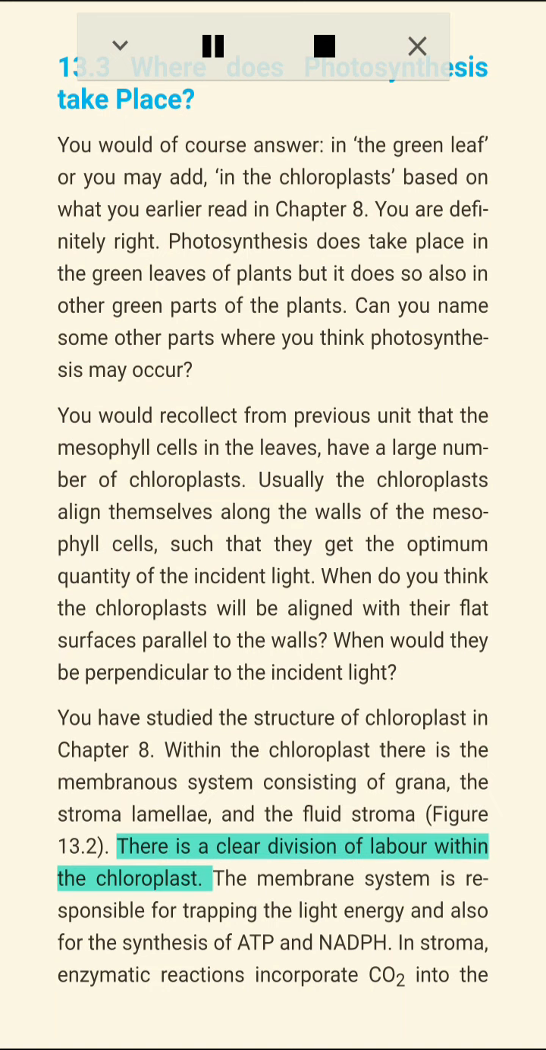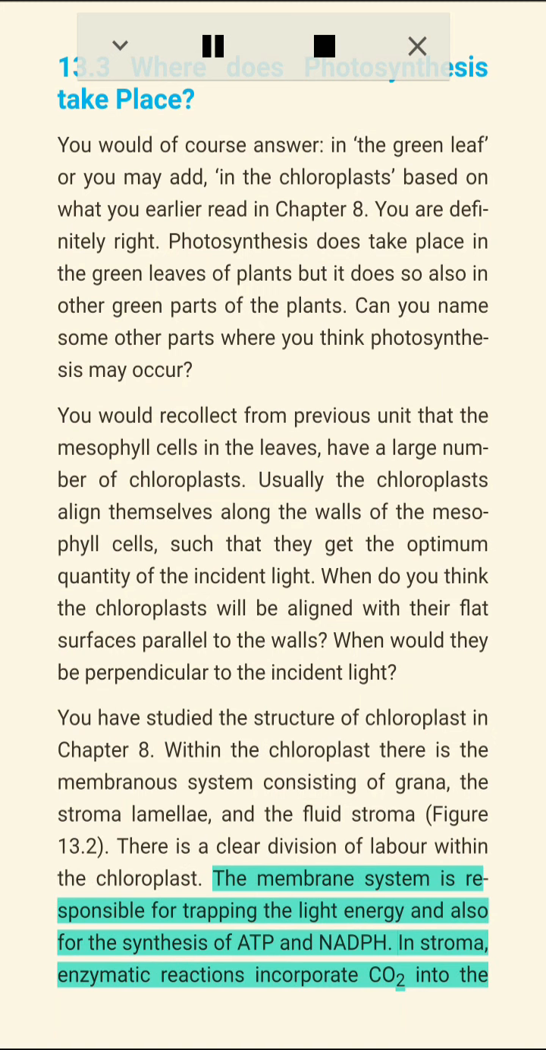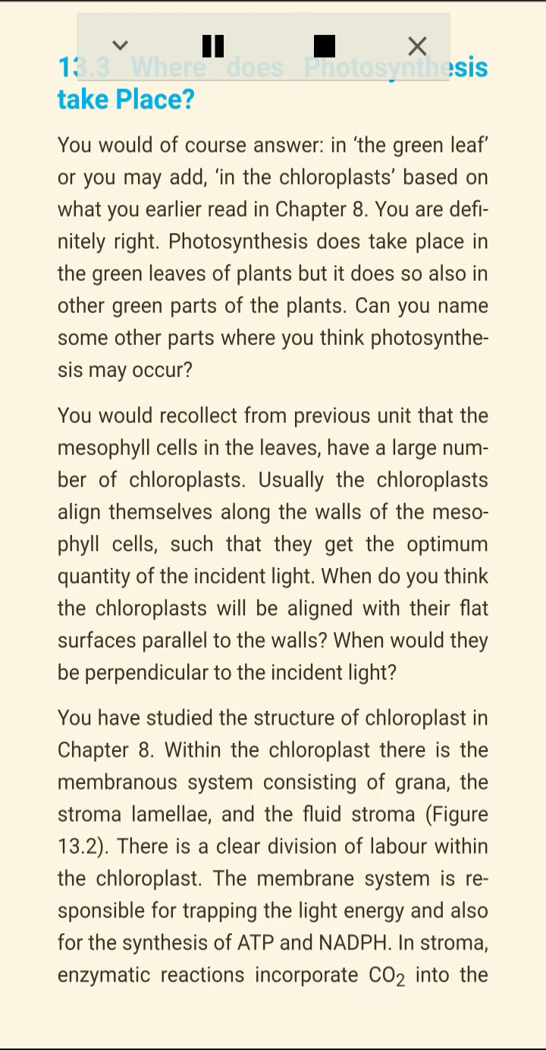Within the chloroplast there is the membranous system consisting of grana, the stromal lamellae, and the fluid stroma, Figure 13.2. There is a clear division of labor within the chloroplast. The membrane system is responsible for trapping the light energy and also for the synthesis of ATP and NADPH. In the stroma, enzymatic reactions incorporate CO2 into the plant, leading to the synthesis of sugar, which in turn forms starch.